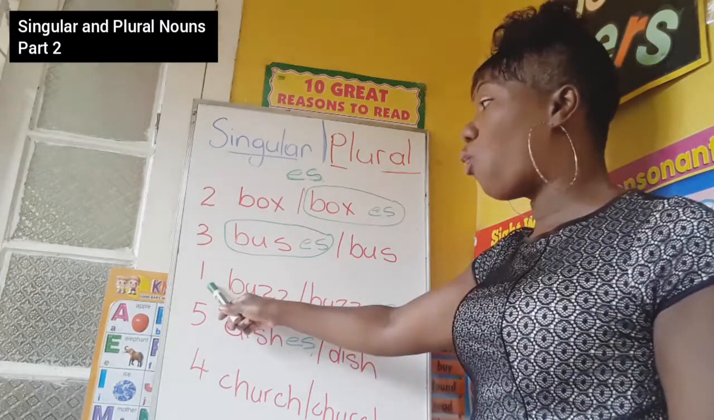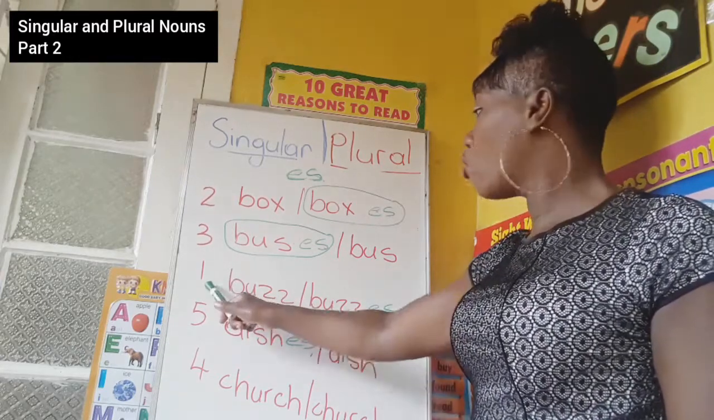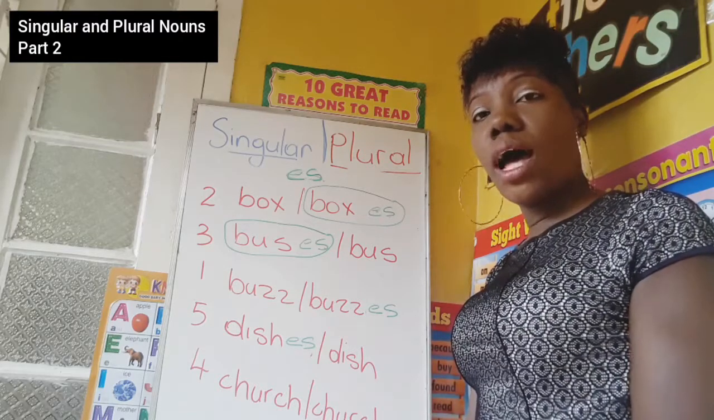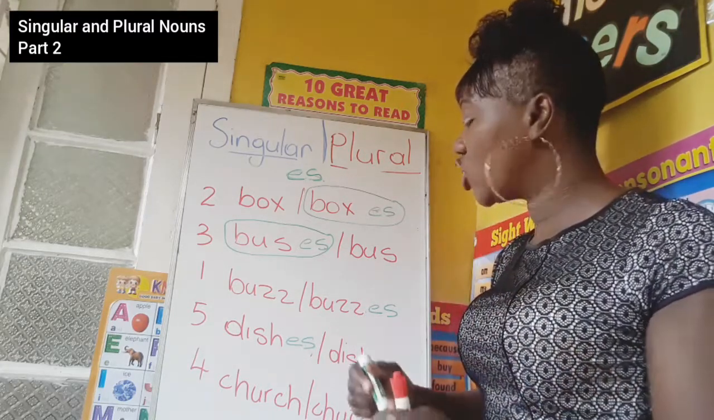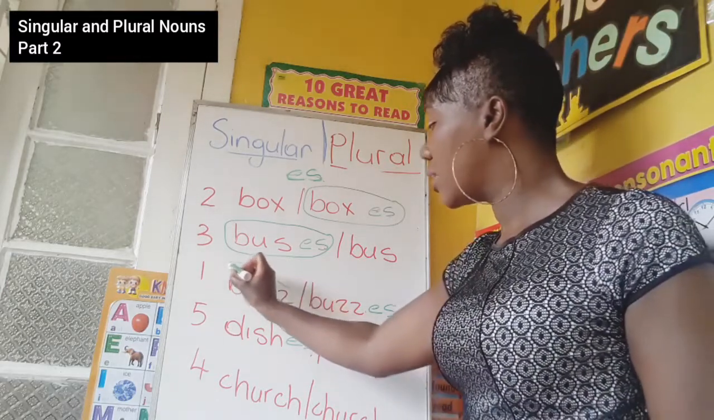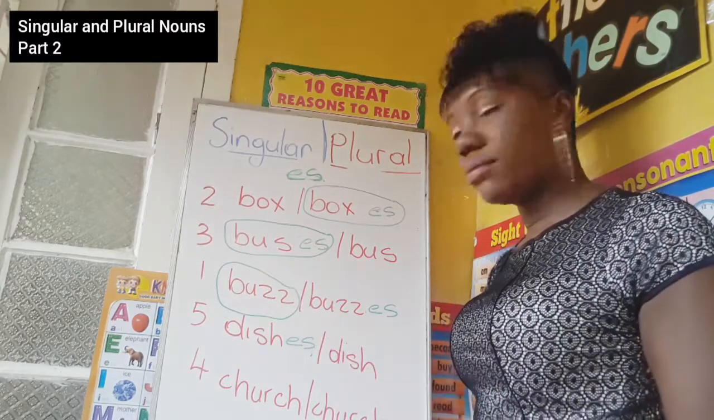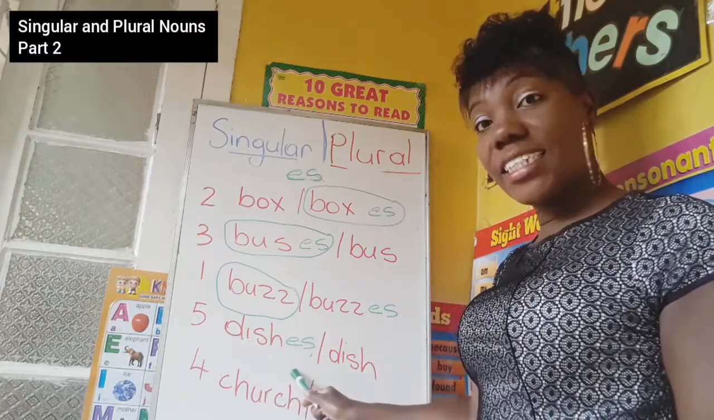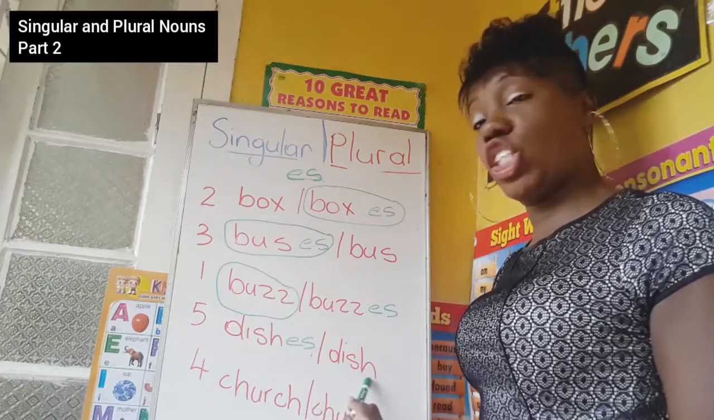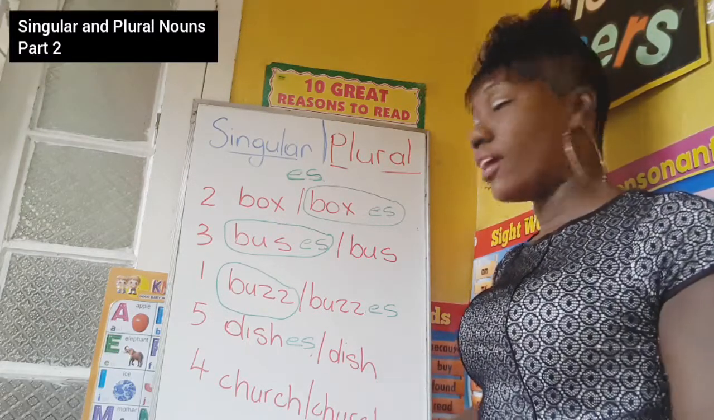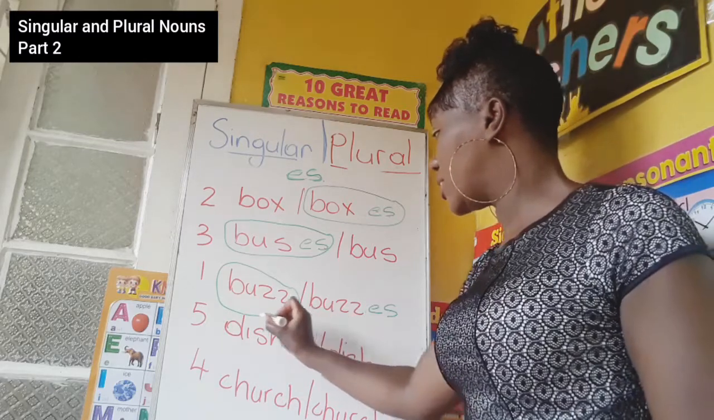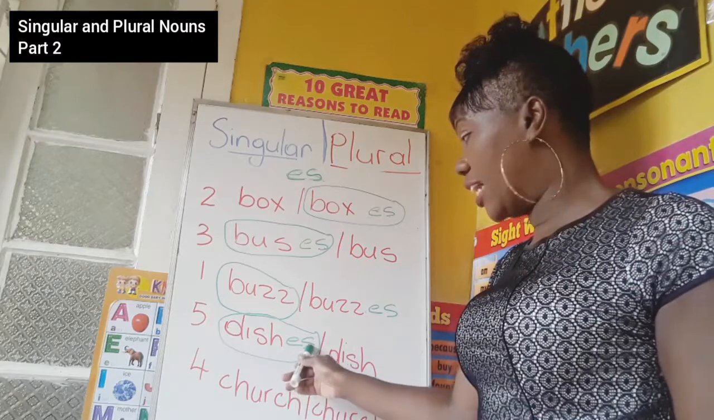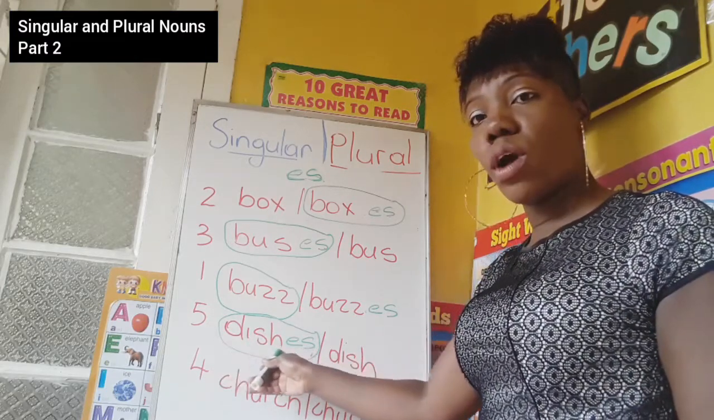Do we have 1 bus or 1 buses? One buzz. Singular. Buzz. Do we have 5 dishes or 5 dish? 5 dishes. More than one. And the ES shows that it's plural, more than one.